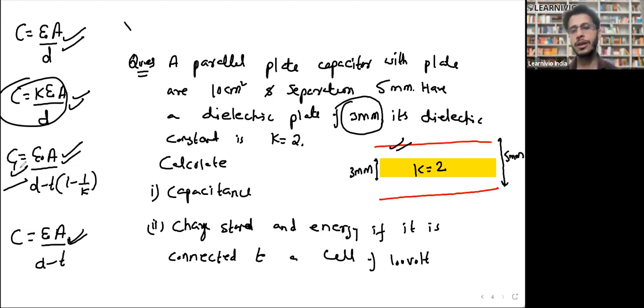Do this calculation. Get the value of capacitance. And then I also need the charge and energy stored in it. After this, we'll start sharing of capacitor or sharing of conductor.